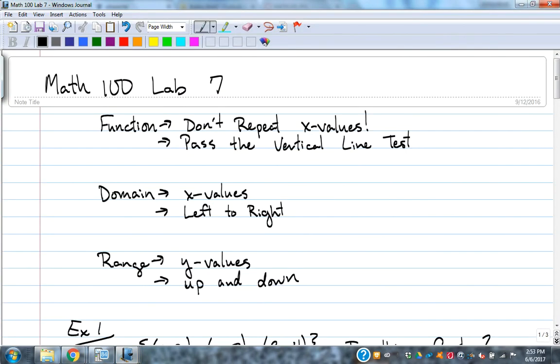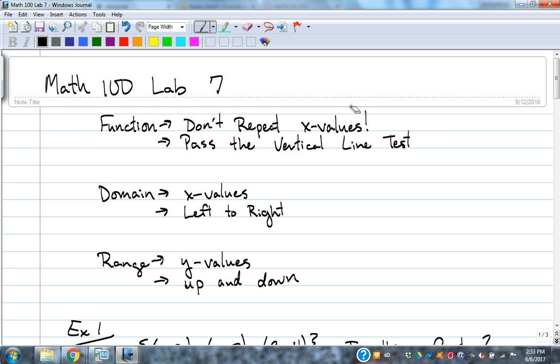Math 100, lab number 7. We're going to talk about functions and relations. A function is a relation whose x values don't repeat. So if you want to function properly, you don't repeat your x's. To be a function, you can't repeat the x values.